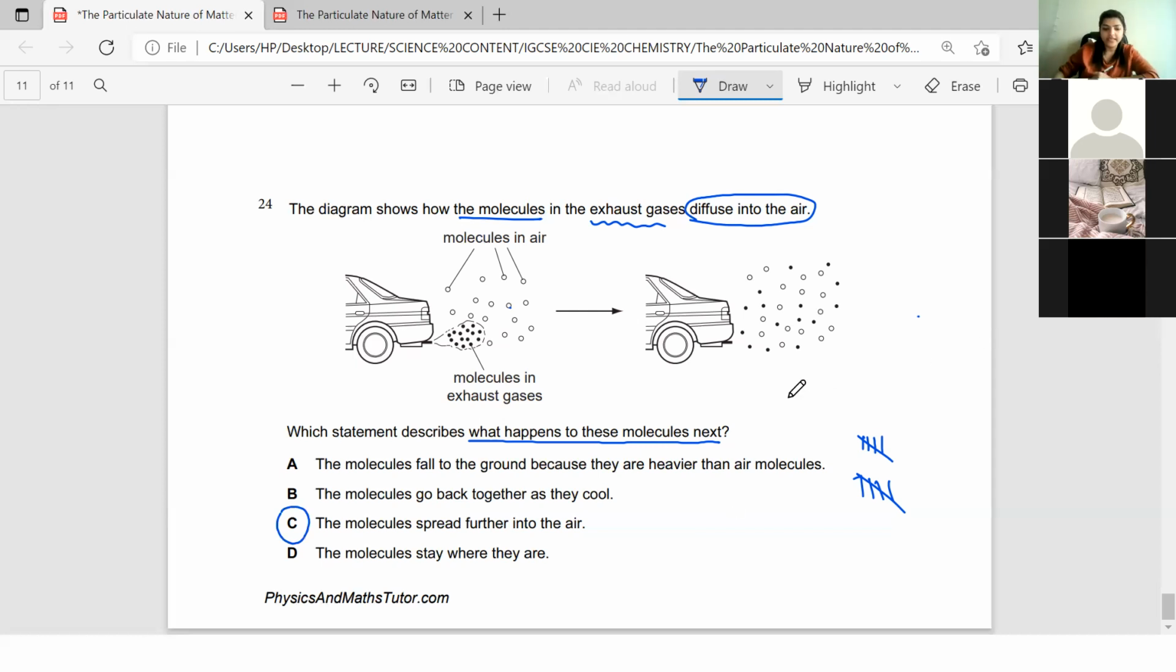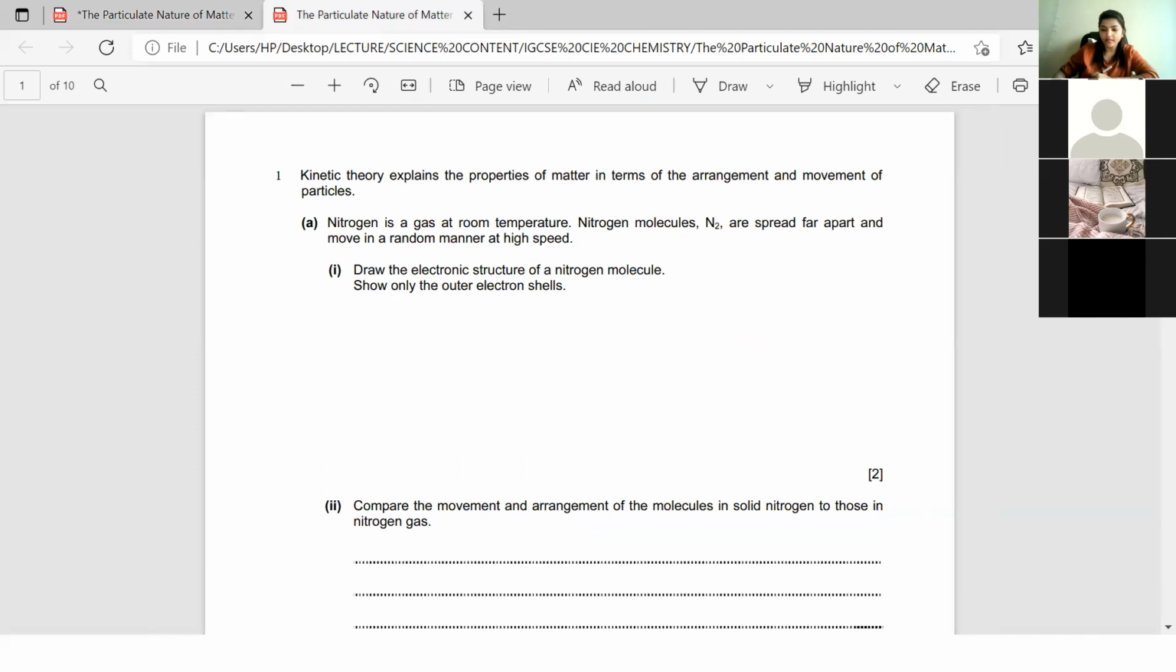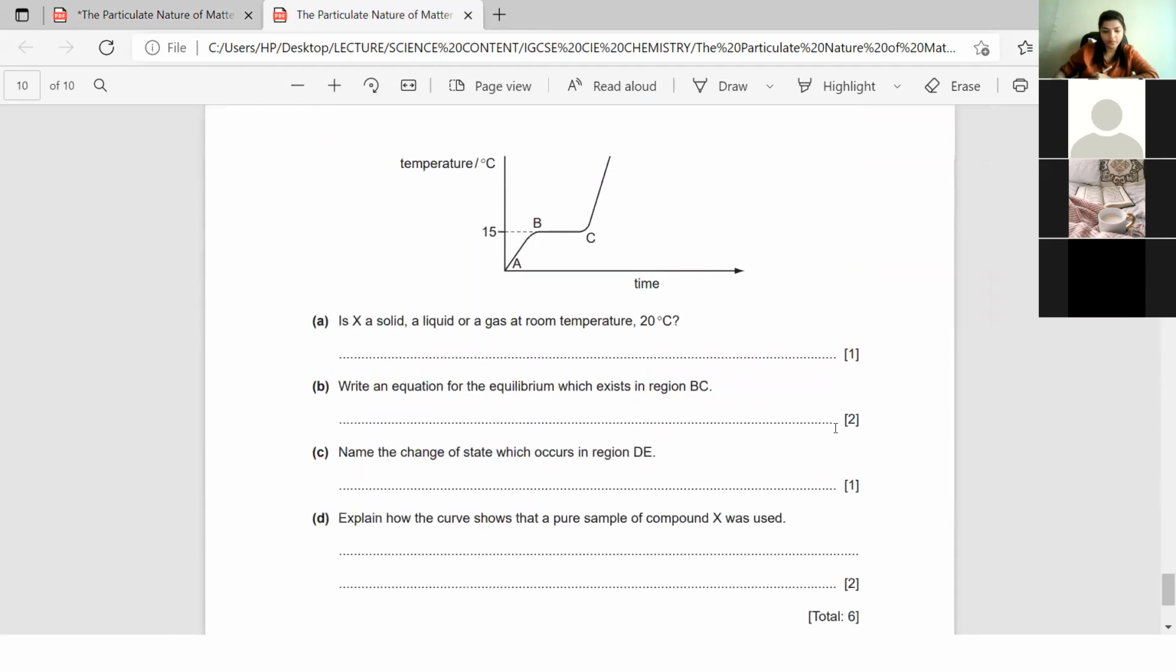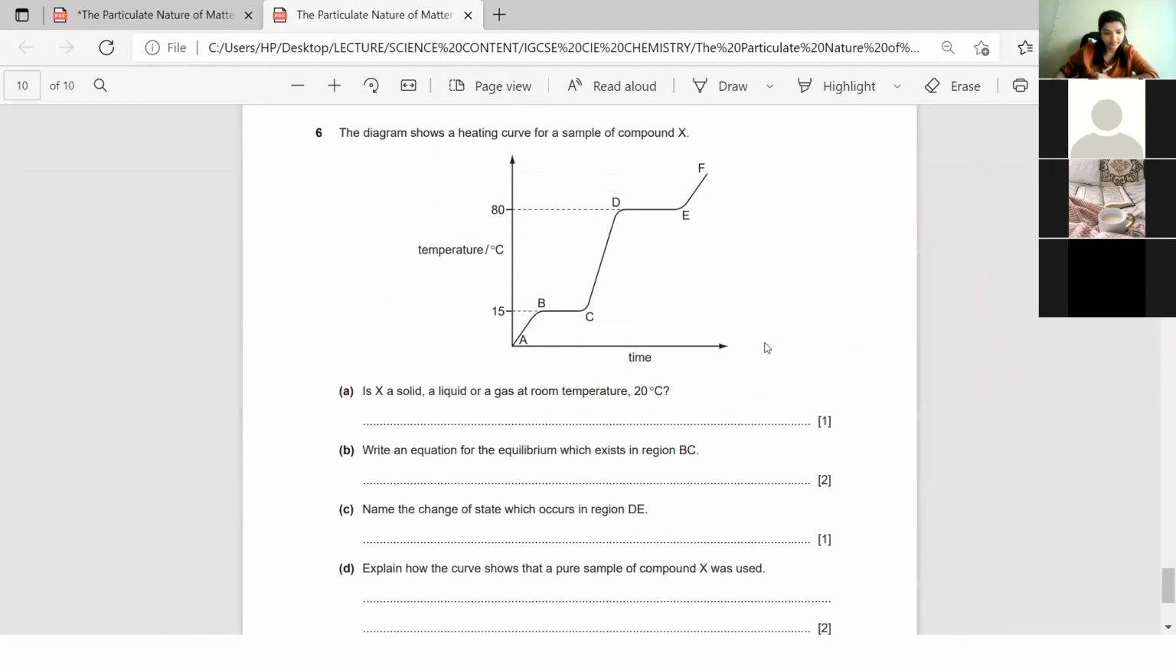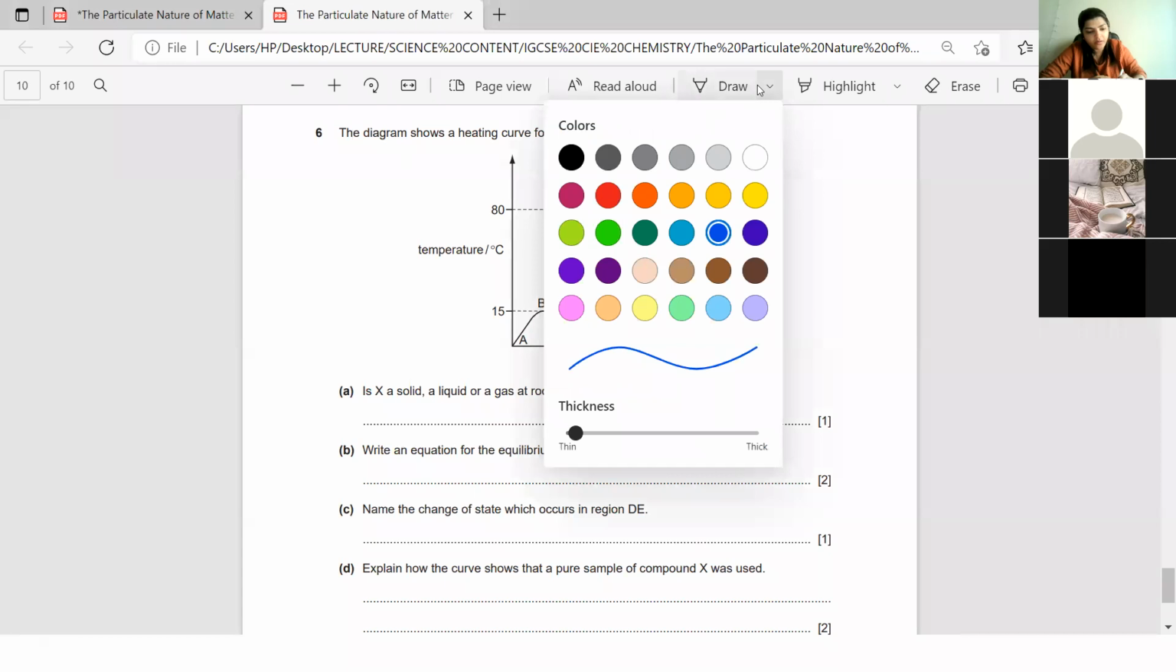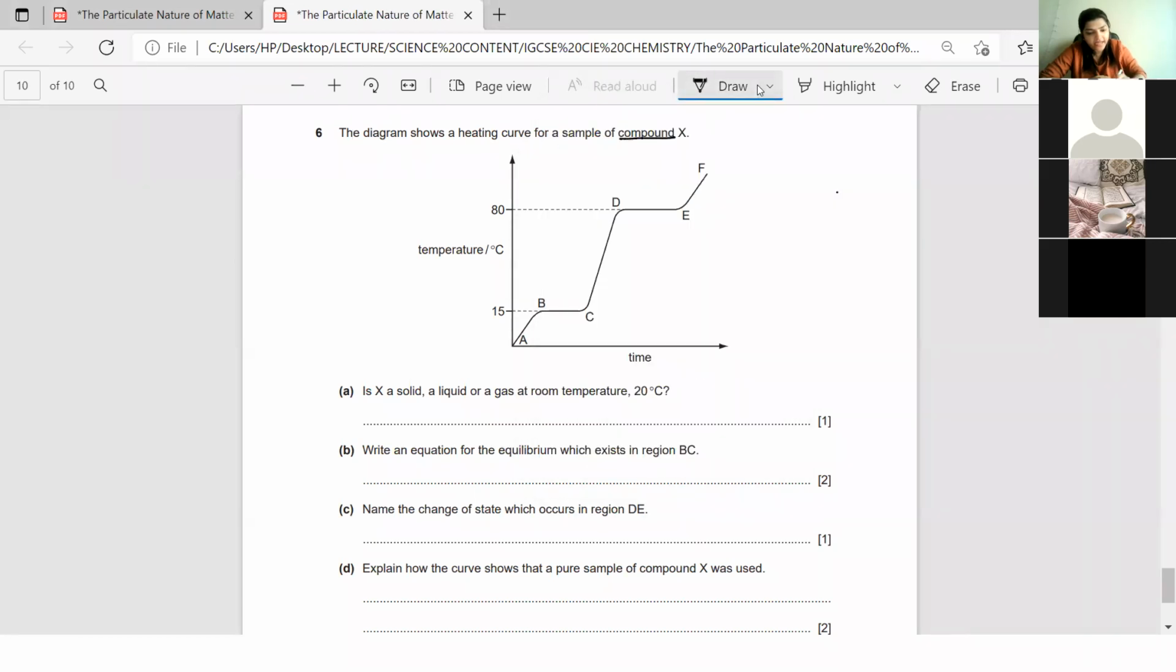Okay. Yes, so this completes our MCQ question, and now let's move on to the structured question. So in the structured question, let us do from this question. Okay. Question number 6. The diagram shows, so this is about the heating cooling curve, which we had discussed on Sunday in our last lecture. The diagram shows a heating curve of a sample of compound X. Is X a solid, a liquid, or a gas at room temperature 20 degrees Celsius?